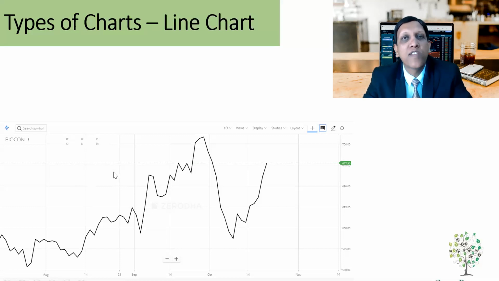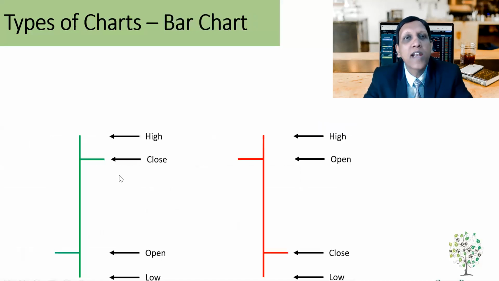But the challenge with this type of chart is you are not able to know what else was happening during the day. You don't know at what price the stock opened. You only know the stock has closed at a particular price. You also don't know what kind of day that was. Was that a bullish day? Was that a bearish day? Or was that a neutral day? So for that, the second type of chart we use is called the bar chart.